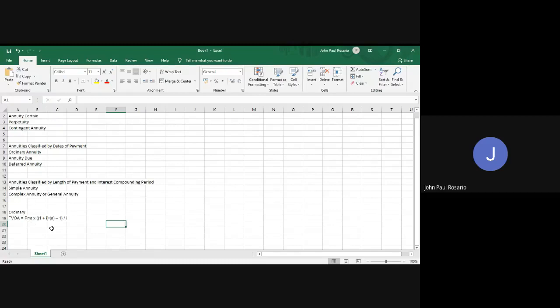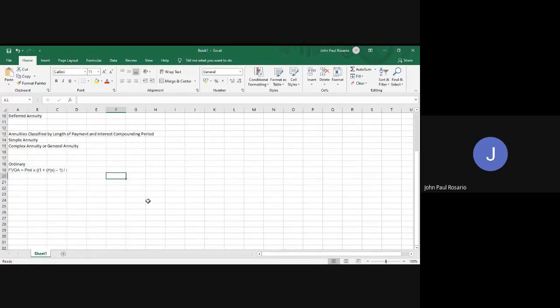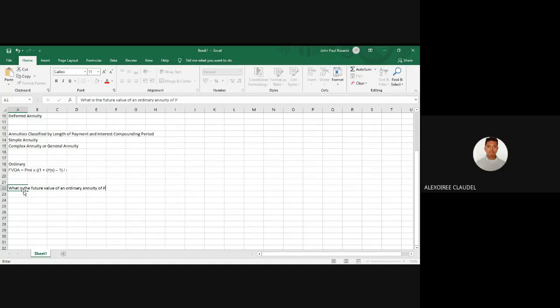Before we go to manipulating the formula, let's just try using an example, no? So, atong i-type here, what is the future value of an ordinary annuity, per month for 3 years at 12% interest compounded monthly.